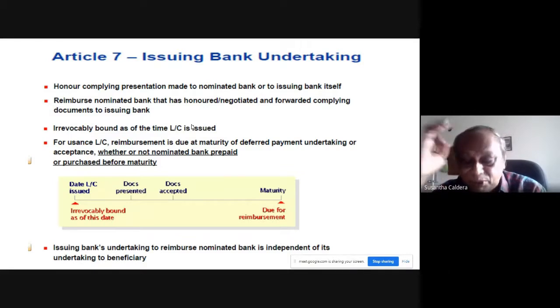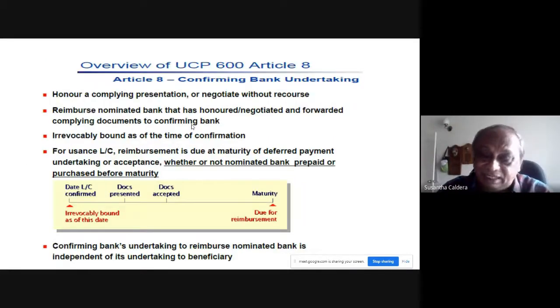Due for reimbursement at maturity, they have to do the payment, right? That's a theory. So don't ask me what the banks are doing, whether it's correct or wrong, right?